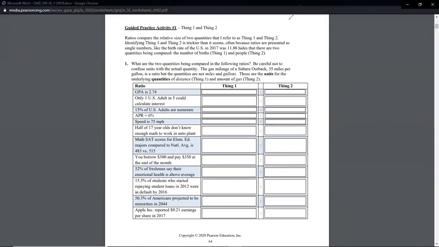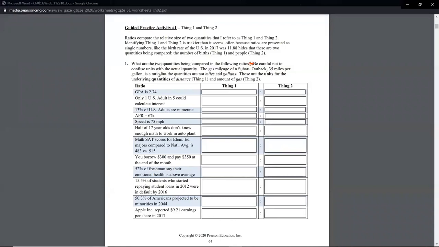So what we're going to do is go through most of these, not all of them. What are the two quantities being compared in the following ratios? Be careful not to confuse units with actual quantity. Now, this little sentence right here, be careful not to confuse units with quantity. Since we're just using our own words, I honestly would not care if you confused units with quantity. So I will give that as an example. What is it, the fifth one? Yeah, the fifth one. The gas mileage of a Subaru Outback is 35 miles per gallon is a ratio, but the quantities are not miles and gallons.